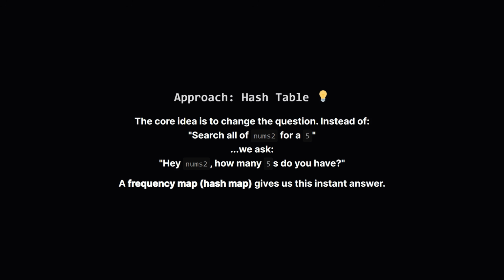And that brings us to the main strategy, using a hash table. The idea is to stop searching and start asking. Instead of looping through nums2 every time, we can pre-process it into a frequency map. This map will tell us, almost instantly, how many of any given number exist in nums2.